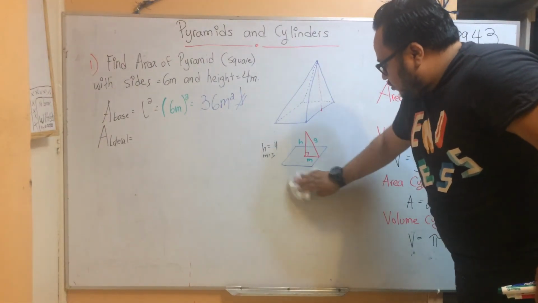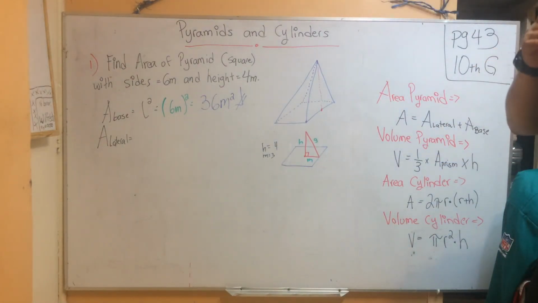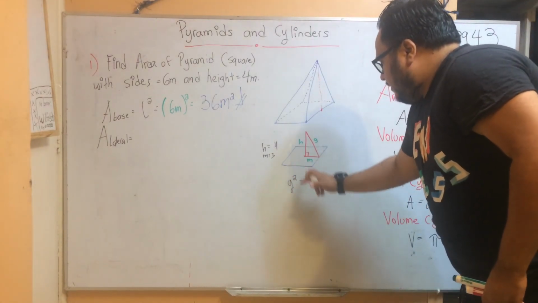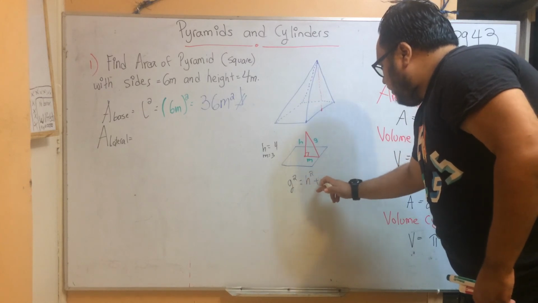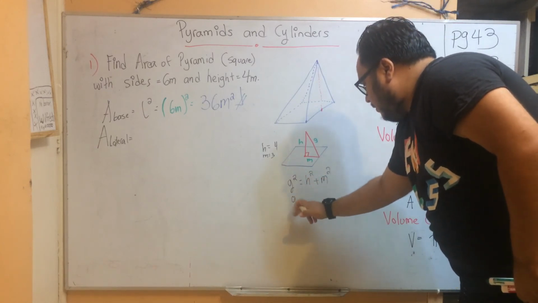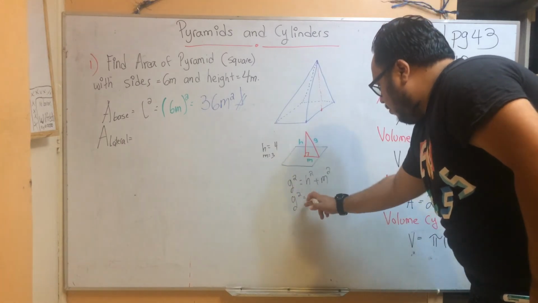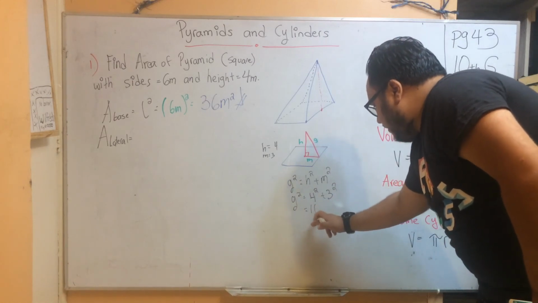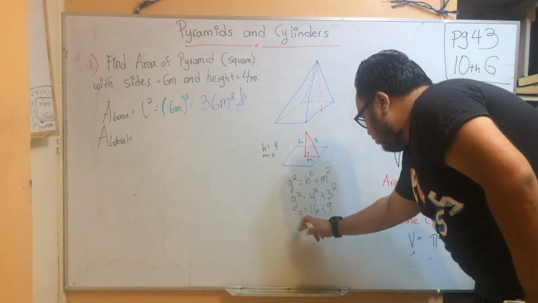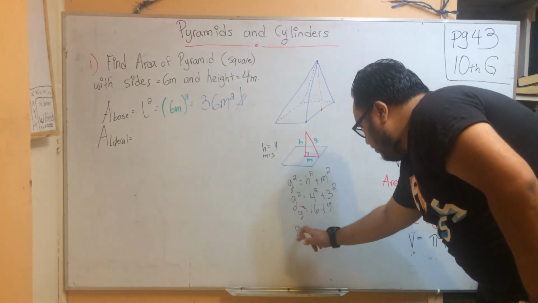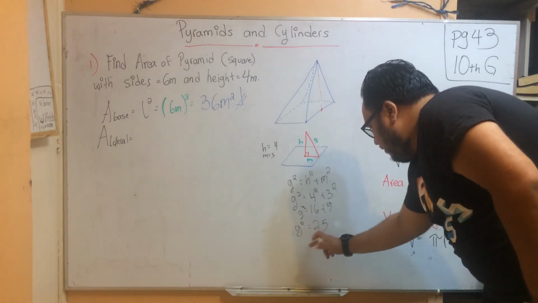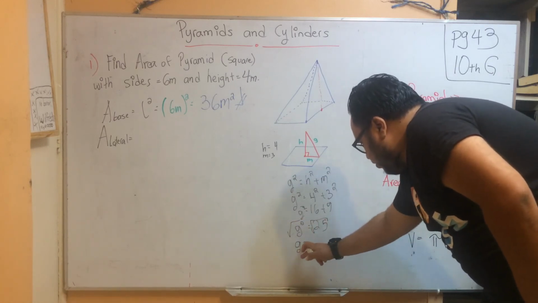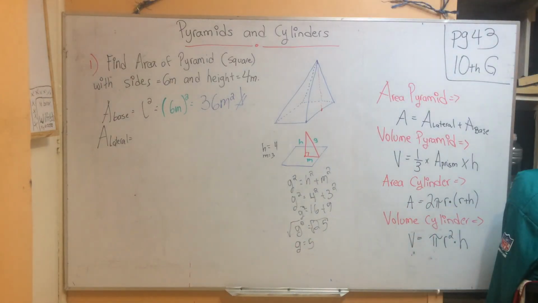This is a right triangle, so we can use the Pythagorean theorem. That means that G squared is equal to H squared plus M squared. So G squared, H is 4, so 4 squared, plus M is 3, 3 squared. So that is 16 plus 9. G squared is 25, and we apply the square root on both sides, and we have that G is 5.